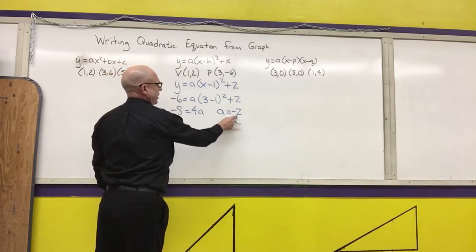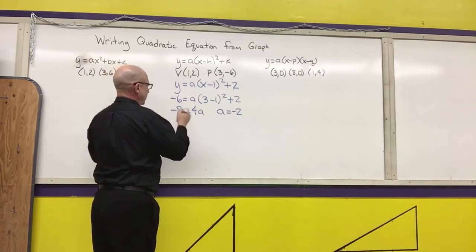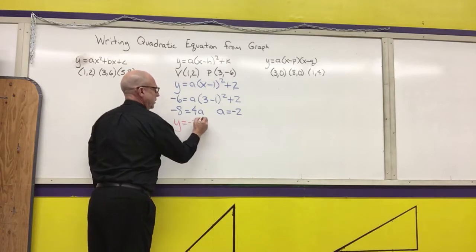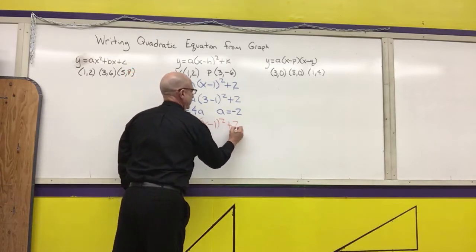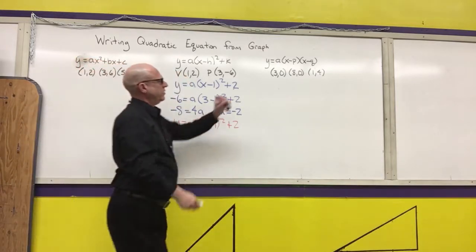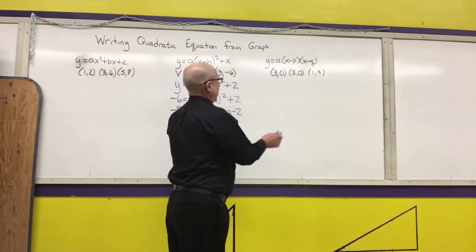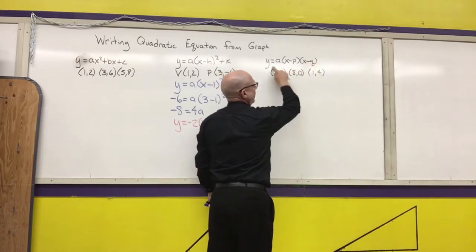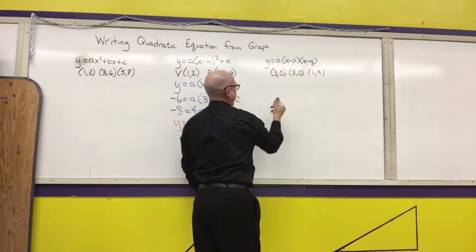I now am going to take that -2, substitute it back up here, and my final equation in vertex form is y equals -2 times the quantity x minus 1 squared plus 2. The next easiest method is if you have the two x-intercepts. Again, I'm going to substitute 3 in for p and 8 in for q, write my generic equation, then use my third point to solve for a.